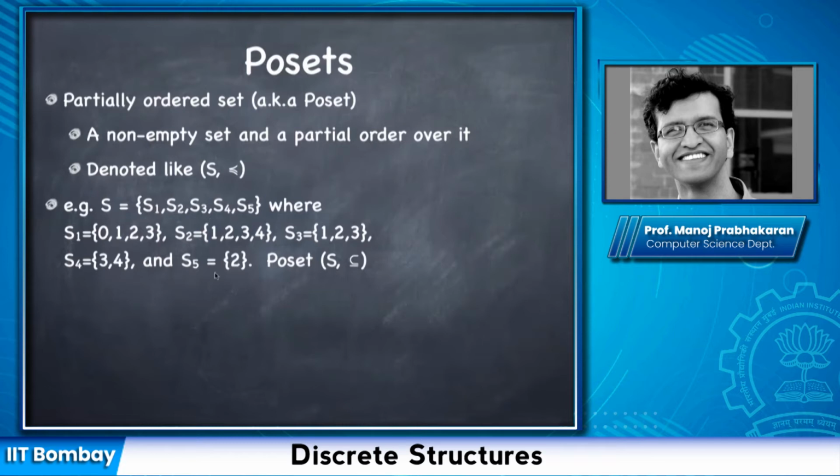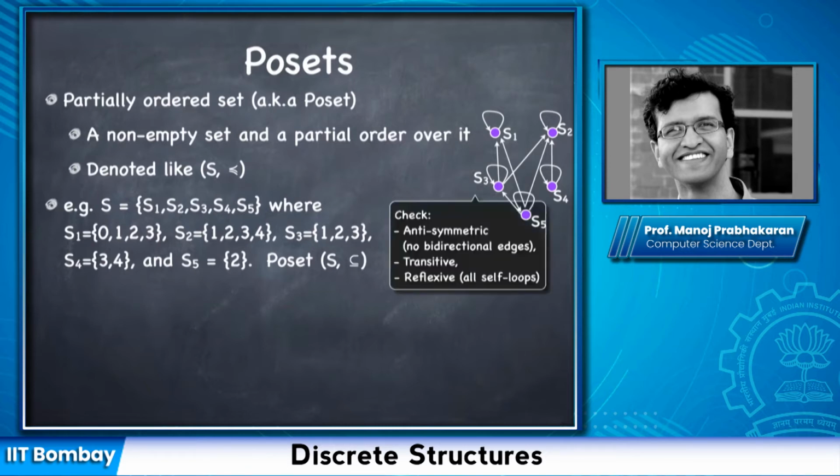So S1, S2, S3, S4, S5 are all sets of integers, and they are related by the subset relation which is shown here. So you can check this. Say S5 is contained in S1. So the set containing 2 is a subset of the set 0, 1, 2, 3. So that's why you have an edge here. And all the edges are shown here. All the edges correspond to the subset relation.